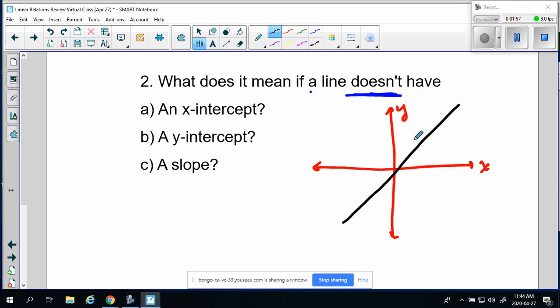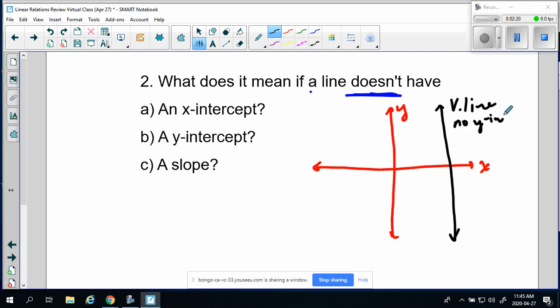So in any kind of line with any kind of slope like this, you are going to have an x and a y-intercept. It just eventually will hit those axes. The only way to not have a y-intercept is if you have a vertical line like this, and it's perfectly vertical. So a vertical line never touches the y-axis. So there is no y-intercept for a vertical line. If you look at any kind of horizontal line, a horizontal line has a y-intercept, but it never touches the x-axis. So a horizontal line has no x-intercept, but it does have a y-intercept, right?